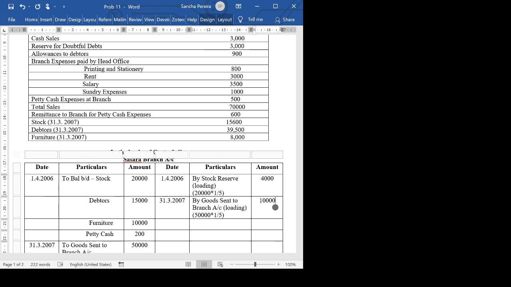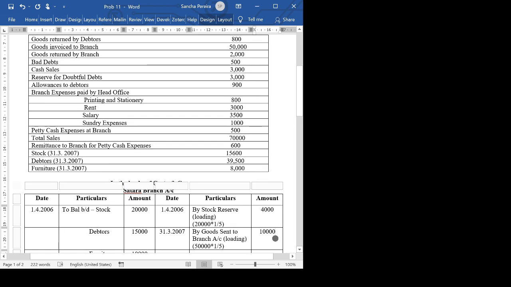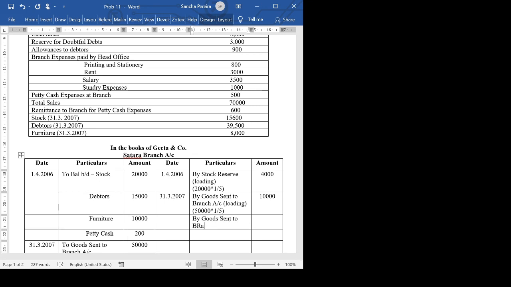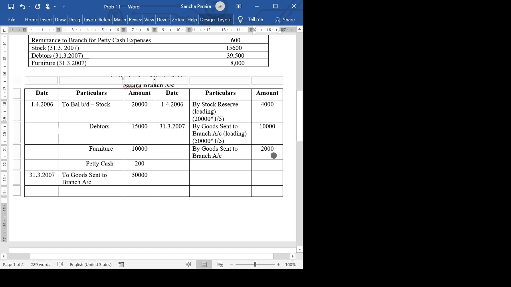Then there is goods invoiced to branch return, goods returned by branch 2,000. By goods sent to branch account 2,000. Again, we'll have to calculate loading on this. To goods sent to branch account.